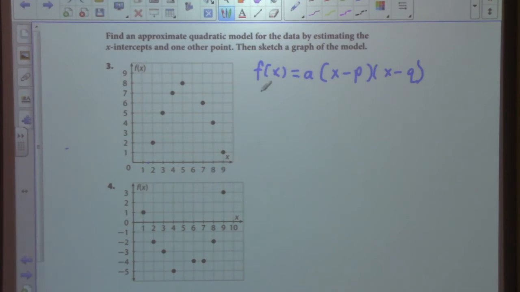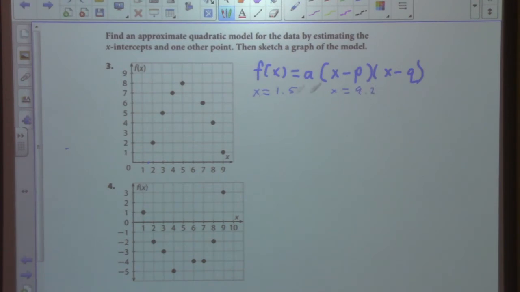So what you could say is x equals 1.5, could be one of them. What's another possible x-intercept? 9.5? Or I'm thinking maybe like 9.2.